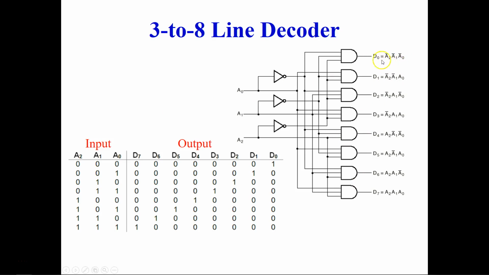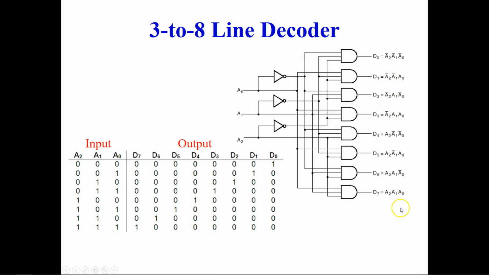For example, D0 is activated, it is 1 when all the inputs are 0, and that's why you have A2 bar, A1 bar, A0 bar, they represent 0 0 0. Let's pick D3. When D3 is 1, at that instance you have A2 0, A1 1 and A0 1. So it should be A2 bar A1 A0. That's what you have here, A2 bar A1 A0.